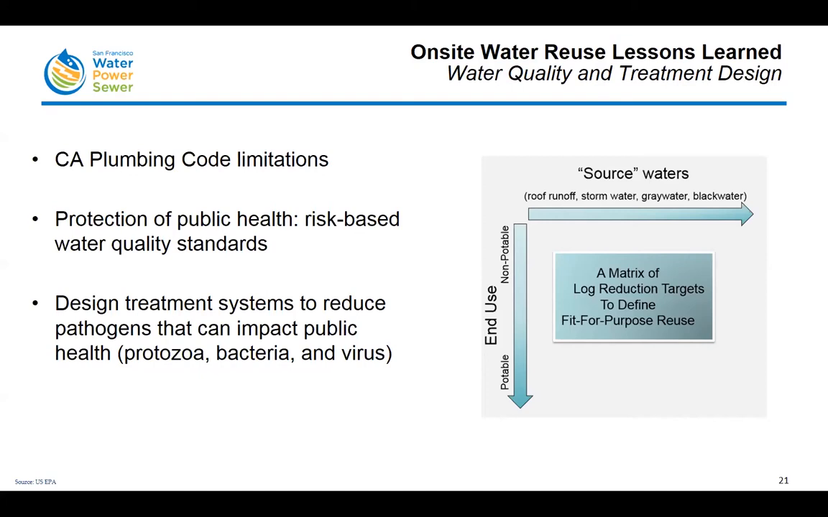And what we found in our work and with our national work as well is that the best protection of public health is to have these systems meeting water quality standards that are based on a risk-based approach. That means designing these treatment systems to reduce pathogens that can impact public health. Those pathogens of concern include protozoa, bacteria, and virus. The image on the right just shows that this approach is fit for purpose. So we're defining water quality standards based on the type of water that you're capturing and what you're trying to use it for.